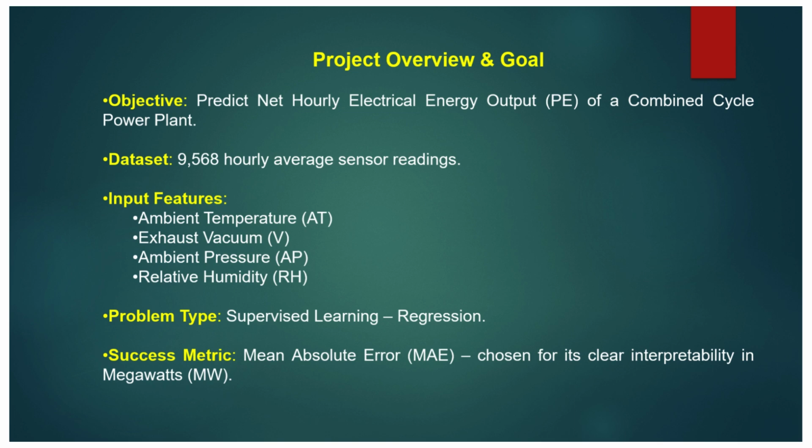Our objective is to use 4 environmental sensors: ambient temperature, exhaust vacuum, ambient pressure, and relative humidity, to accurately predict the PE, or energy output. Because we are predicting a continuous numerical value, I have identified this as a supervised learning regression task. To measure our success, I've selected mean absolute error, MAE, as my primary metric because it tells us, in plain language, exactly how many megawatts our predictions are off by on average.